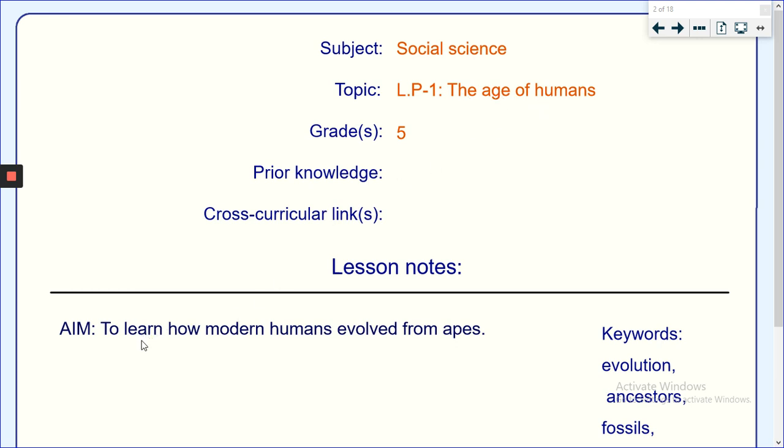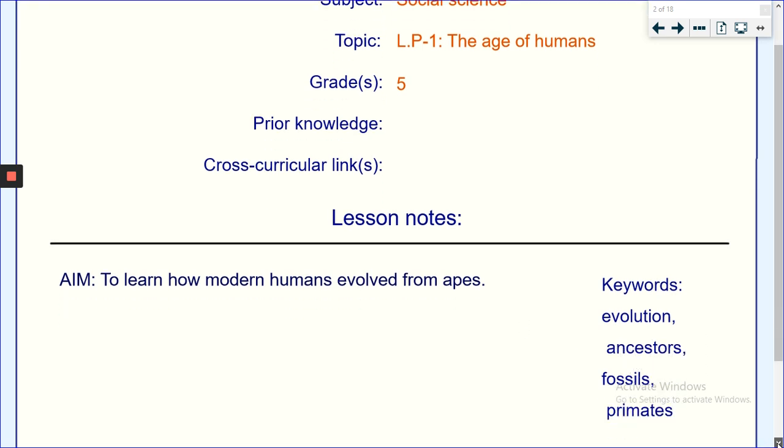What is the aim? Can you read the aim? To learn how modern humans evolved from apes. Yes, today we are going to learn how modern humans evolved from apes. According to scientists, humans evolved from the apes. Deepshika, can you read the keywords? Evolution, ancestors, fossils, primates. Do you understand the meaning of evolution?